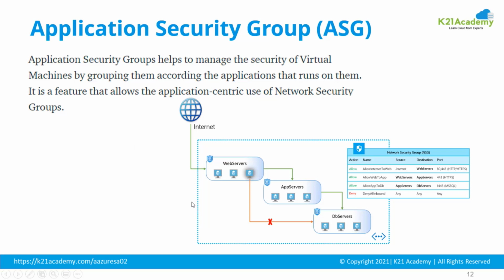So for example, you have a couple of virtual machines that act as a web server, then another set of servers acting as an application server, and a third set of servers on which your database is running. Now, as you know, in a practical world, the database server should only allow connections from the application server, not from the internet users directly, nor from web servers. Similarly, the application server should only accept connections from the web server, not from the internet. And internet users should be allowed connections only to the web servers.